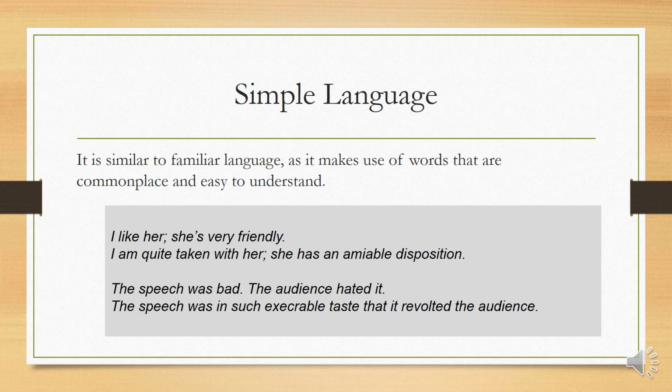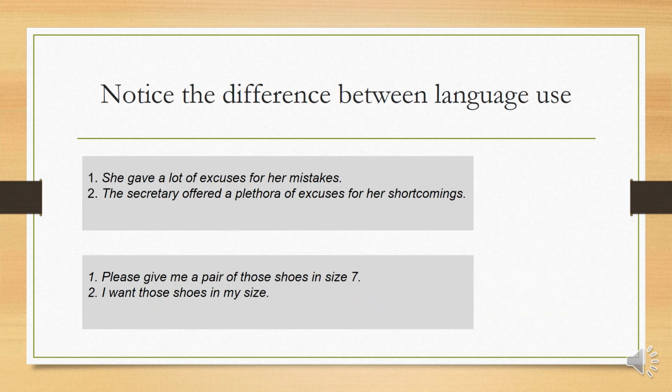The speech was bad. The audience hated it. The speech was in such execrable taste that it revolted the audience. So this is obviously an example of simple language. It does not give another assumption to the one who will read it, but it will directly give the meaning and it's very understandable. Notice the difference between language use.